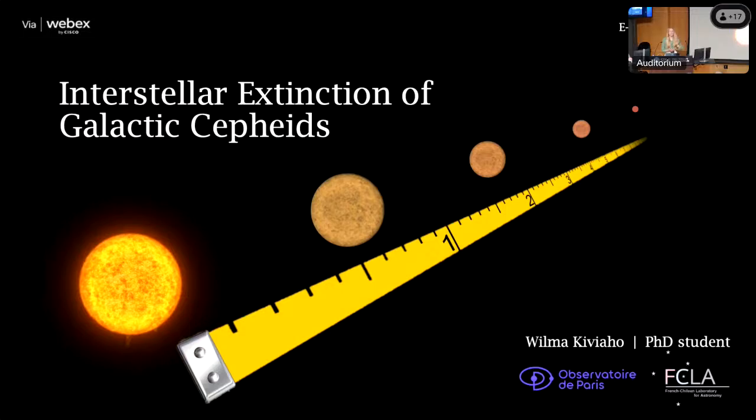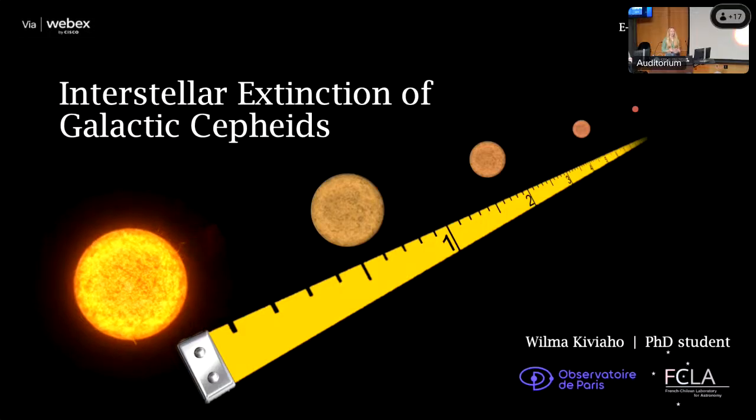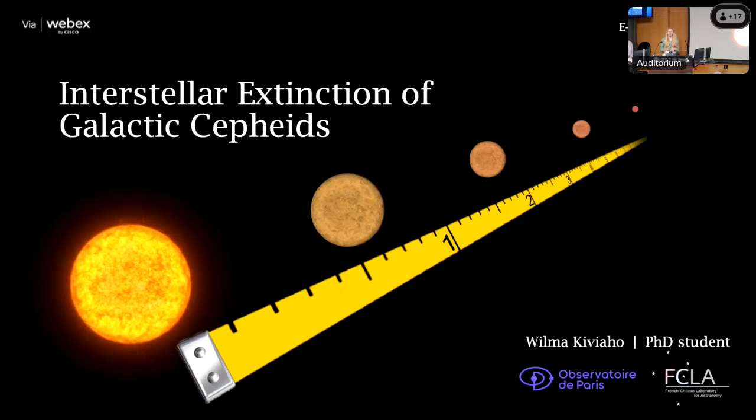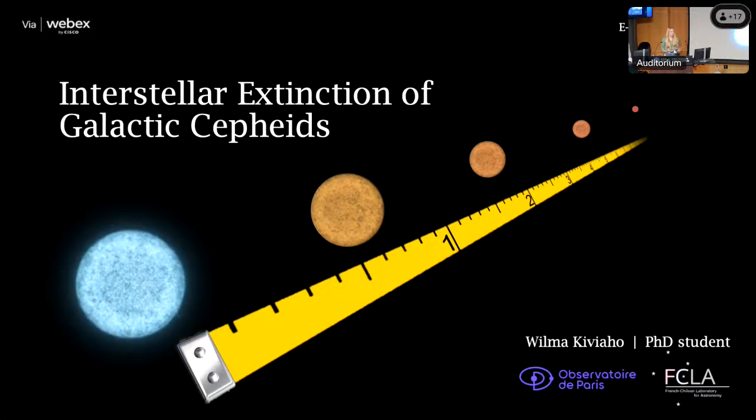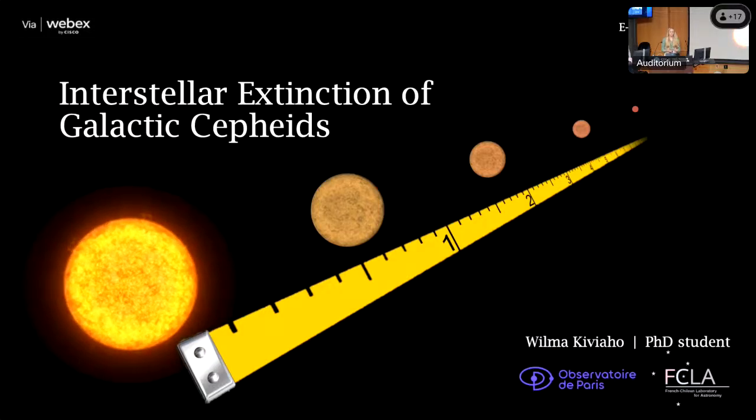So I'm a student from the Paris Observatory, and I will be telling you about Cepheids. Cepheids, pulsating giant stars, have the special period luminosity relation from which we can derive their absolute magnitude and therefore their distance. That is why they are used as calibrators in the extragalactic distance scale. However, like any other star, they are impacted by extinction.